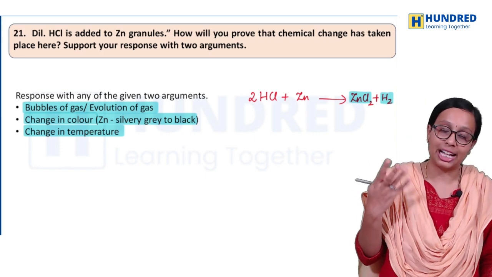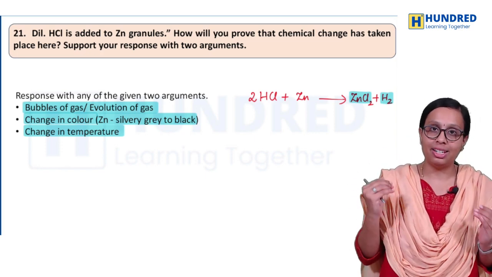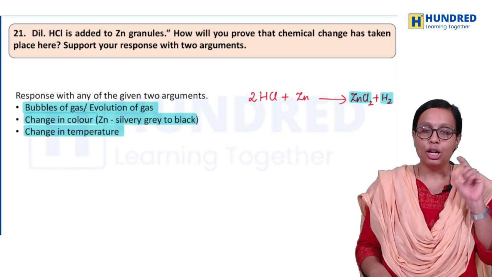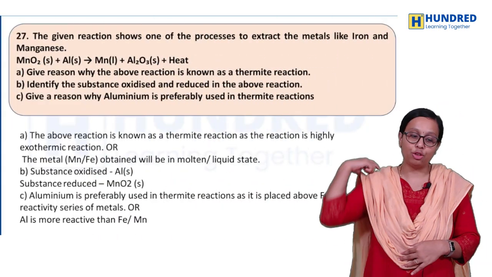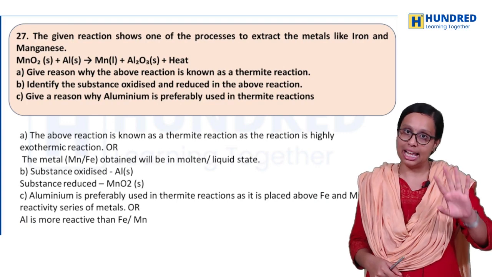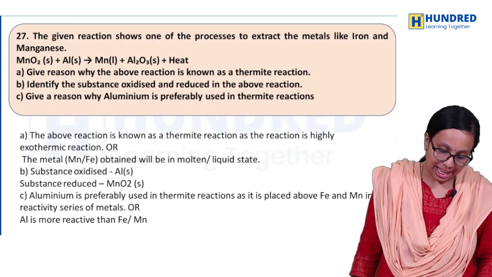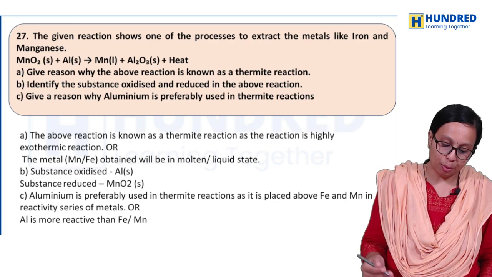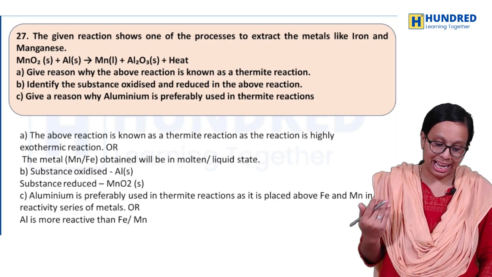This is given in the textbook. It's the very first few activities in the textbook itself. They have explained all these. So in chemistry, a very important thing is we'll have to practice the activity based questions. Based on activity, they'll ask questions. So here there's a reaction that shows one of the processes to extract metals like iron and manganese.